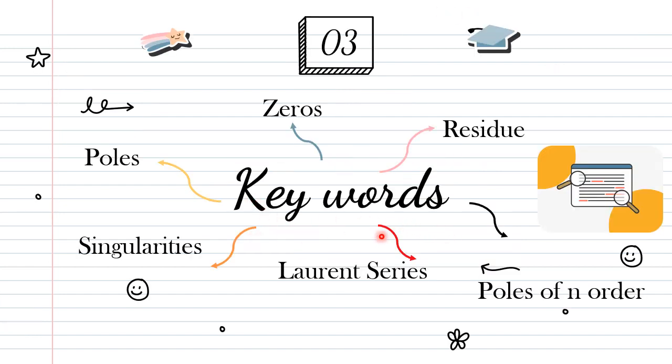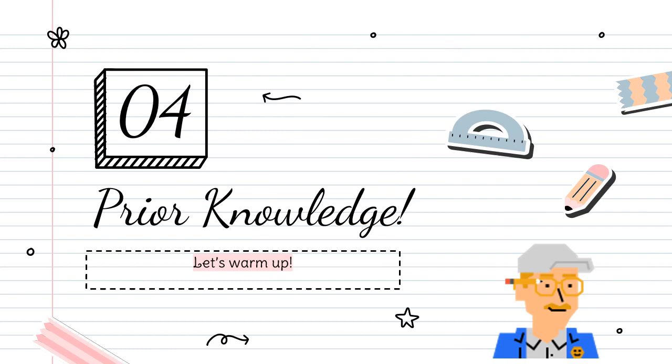Keywords. Here we have a few terms that we will need to learn or discuss a little. So here are zeros, poles, residue, singularities, Laurent series, and poles of order n. Prior knowledge. Here are the things that we need to know before we get in touch with the topic of zeros and poles.